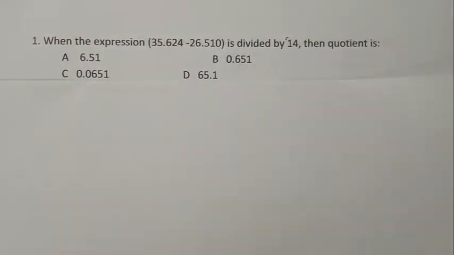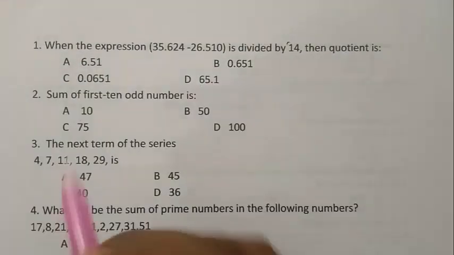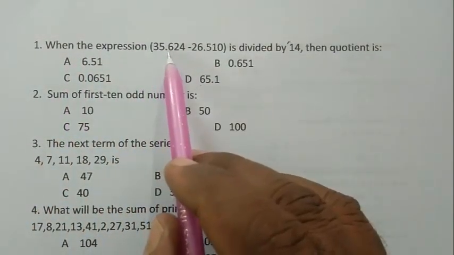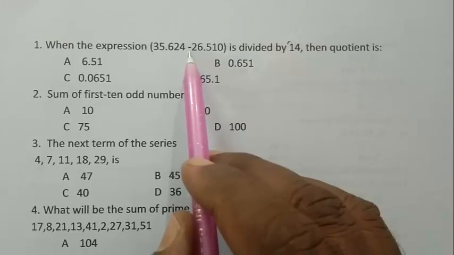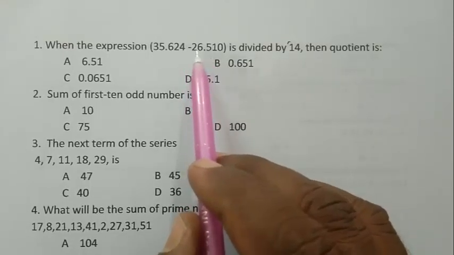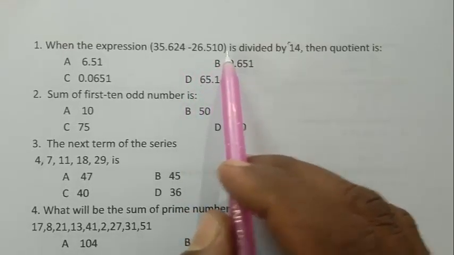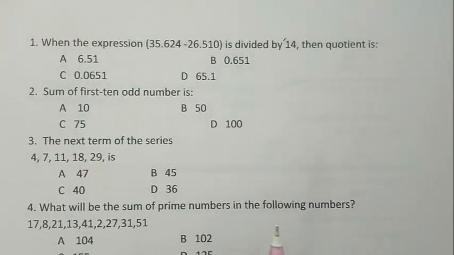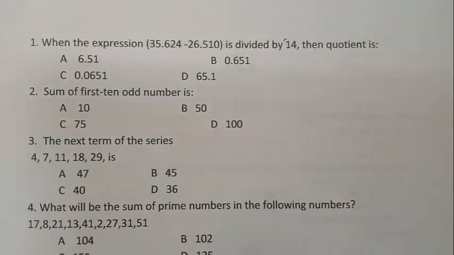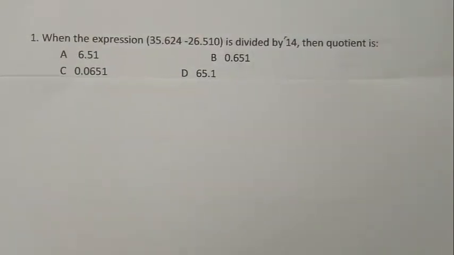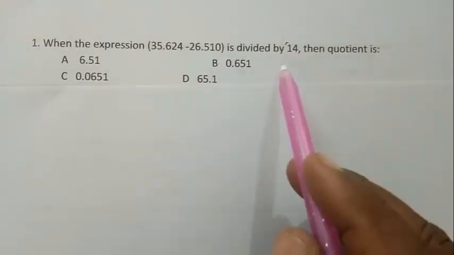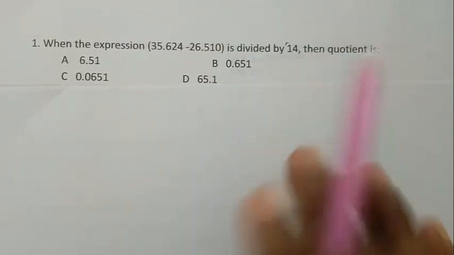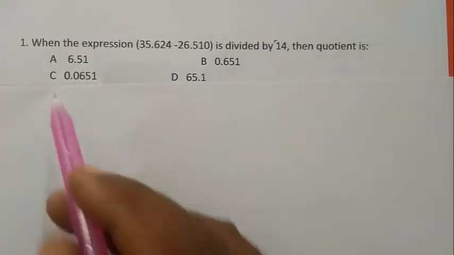Question number 1. When the expression 35.624 minus 26.510 is divided by 14, the quotient is. So first we subtract these two numbers. After that I divide the result by 14.